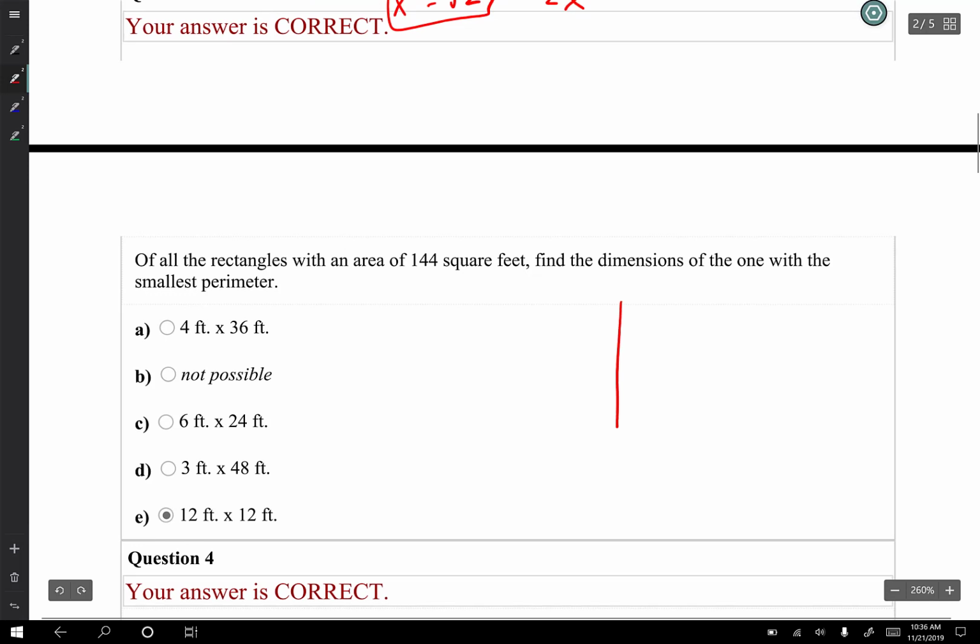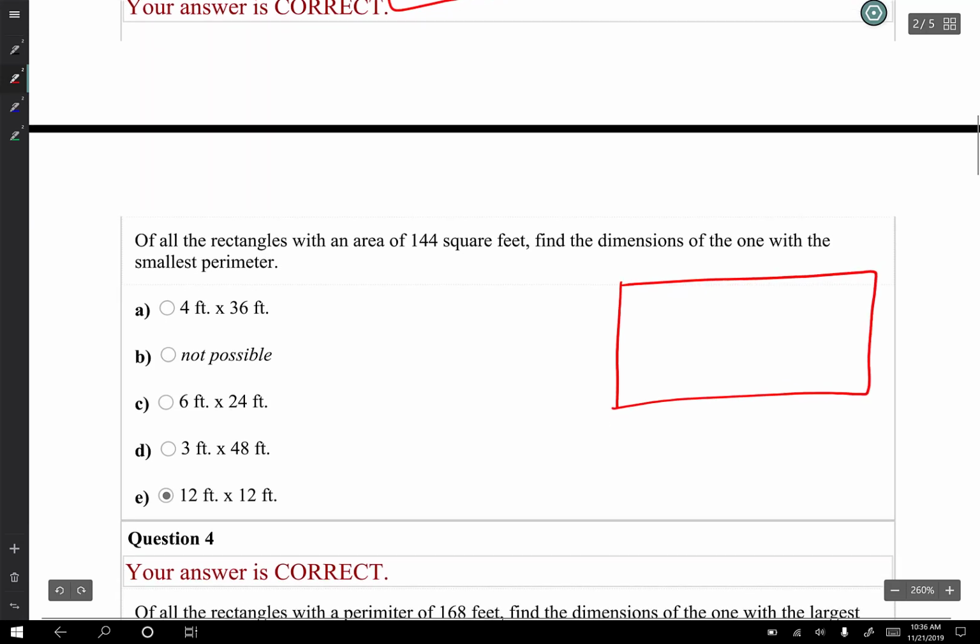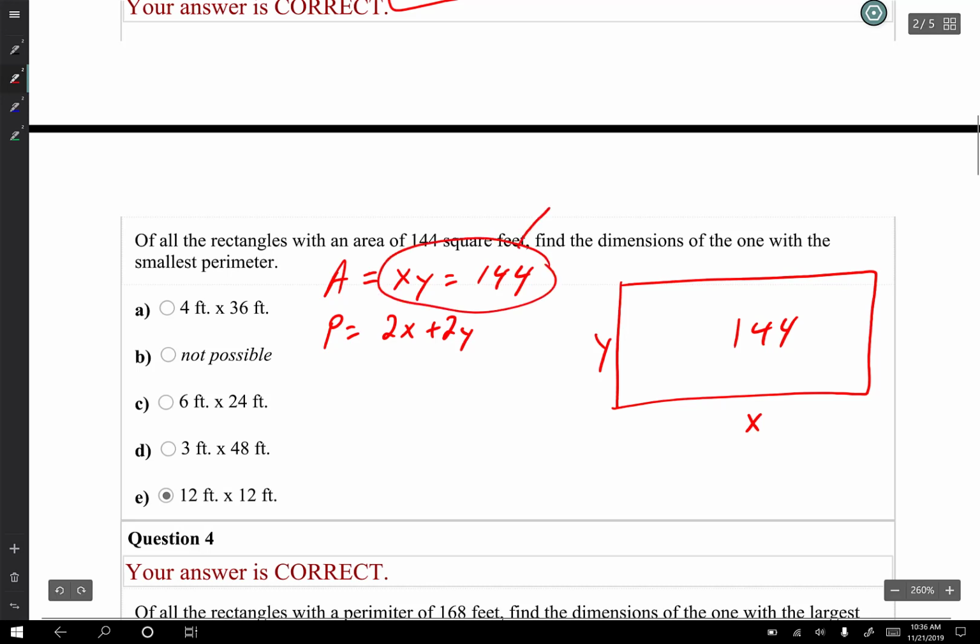So I have a rectangle. So let's draw a rectangle. And the area is 144. Here's x, here's y. So my area, x times y, is 144. That's a restrictive equation. And it wants the smallest perimeter. So my perimeter is 2x plus 2y. So this is what I want to minimize. So this is what I'm going to take a derivative of. So I use this guy.